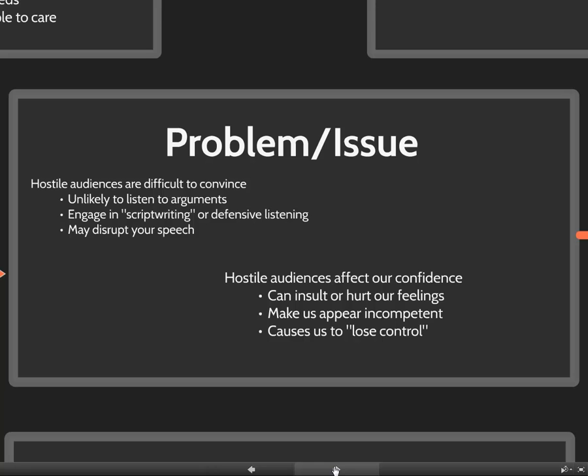So we start off with our problem, our issues, that hostile audiences are difficult to convince and they can affect our confidence. A hostile audience is unlikely to listen to our arguments. They're not likely to hear us out or give us that benefit of the doubt. In many cases, they may engage in what's called script writing or defensive listening. Script writing is where someone listens to a speaker, hears part of what they say, or maybe makes a quick judgment and decides that they're going to write the speech for them.